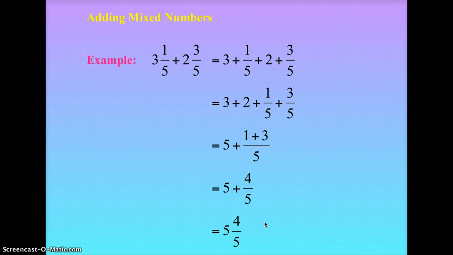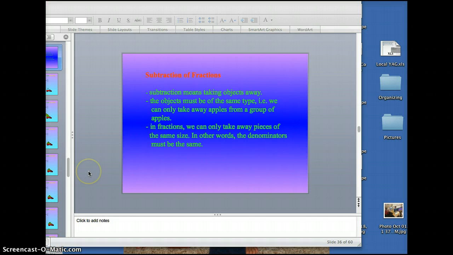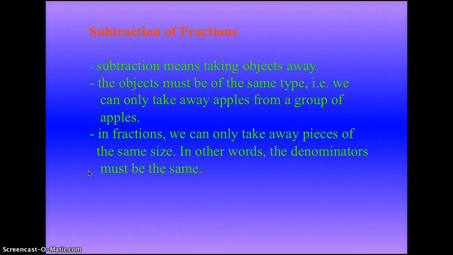All right, so now we're going to do some practice looking at subtraction of fractions. Okay, so let's look at subtraction of fractions. Subtraction means taking objects away. So this must be, again, the same, just like any subtraction of whole numbers. You can only take away apples from other groups of apples, oranges from oranges, markers from markers. I can't take markers away from crayons. So in fractions, you can only take away pieces that are the same size. So the denominators must be the same.